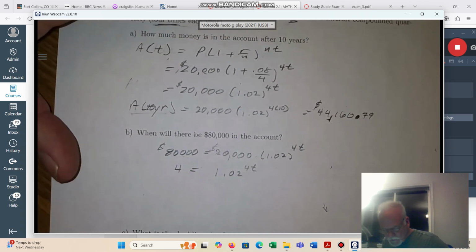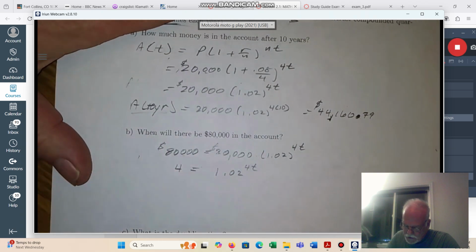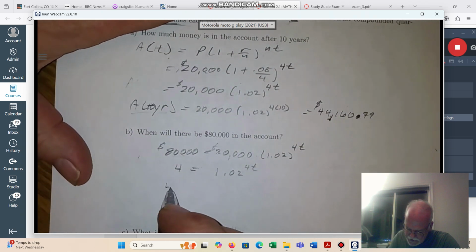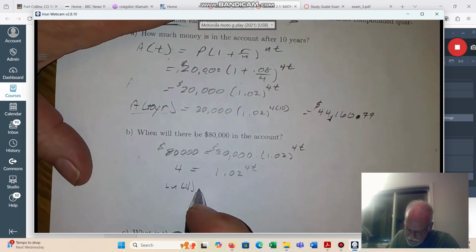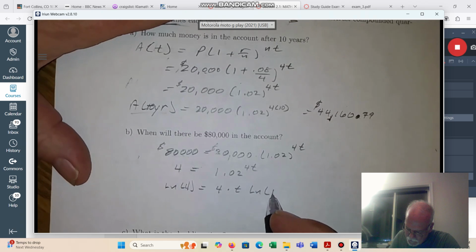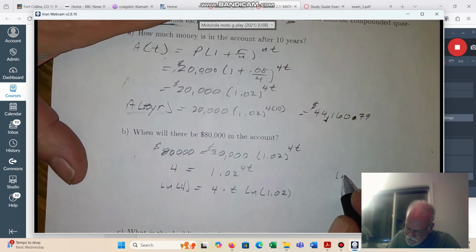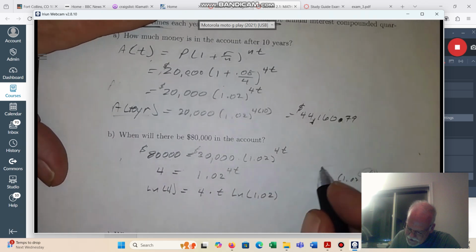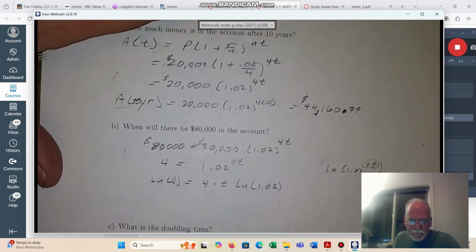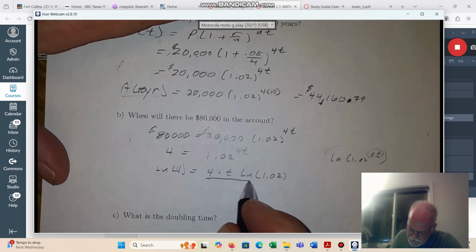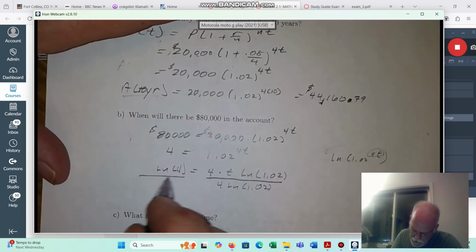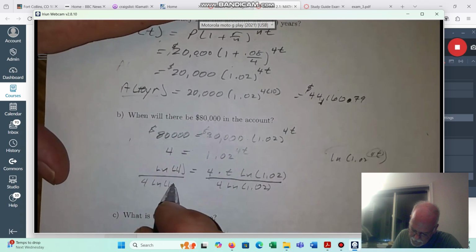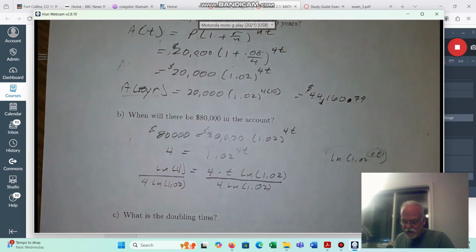Now, the reason why we had to get logs and everything going is so I could pull off this exponent. So if I take ln of 4, that'll be equal to 4 times t times natural log of 1.02. That exponent comes out in front. I want to divide both sides by 4 natural log of 1.02, and I should get my answer there.